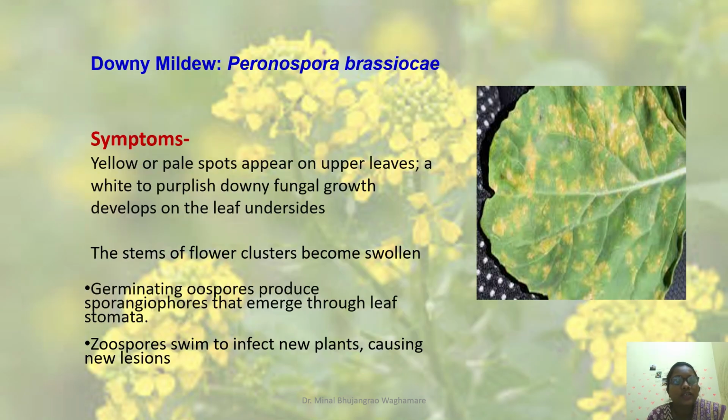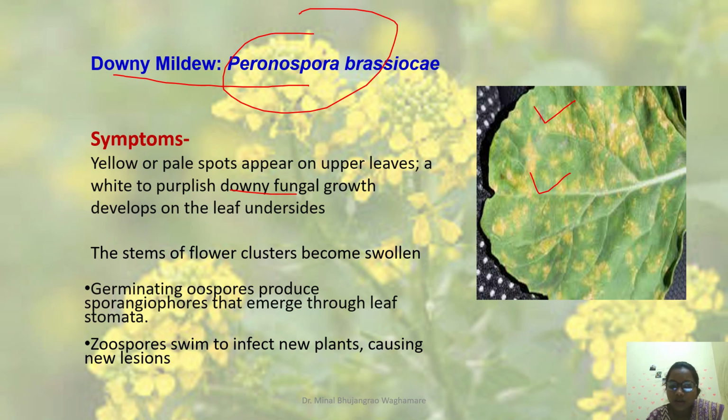Coming to the next important disease, that is Downy Mildew. Causal organism is Peronospora brassicae. Again, this is an oomycetes fungus. In this, yellow and pale yellow spots appear on the upper leaves. It also shows some chlorosis, lack of chlorophyll, and whitish purplish downy fungal growth appears on the leaf underside. It shows a mottled and chlorotic appearance on the leaf.